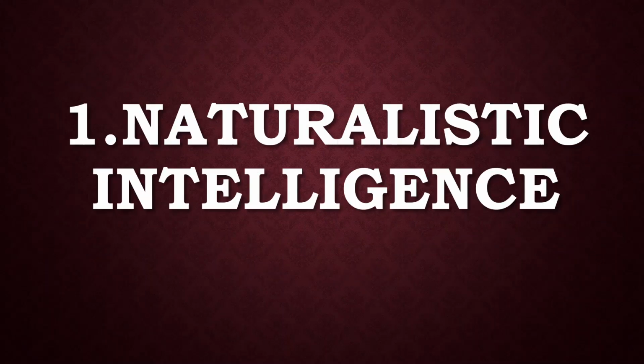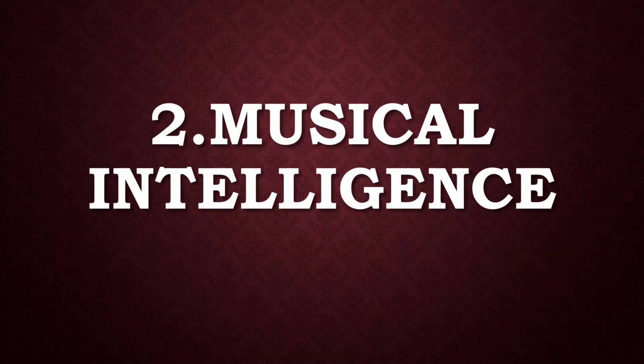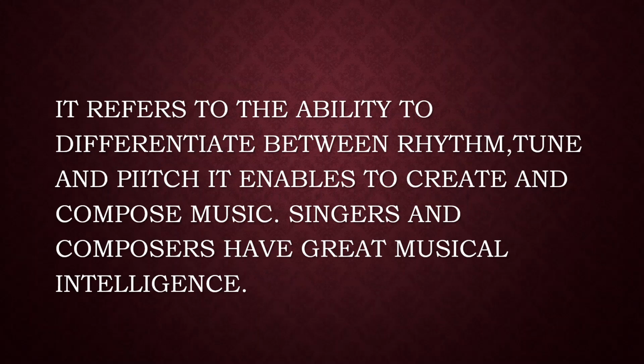The first type of intelligence is naturalistic intelligence. It refers to the human ability to identify and categorize living things, plants, animals, etc., as well as understanding other features of the natural world. Second type of intelligence, musical intelligence. It refers to the ability to differentiate between rhythm, tune and pitch. It enables one to create and compose music. Singers and composers have great musical intelligence.